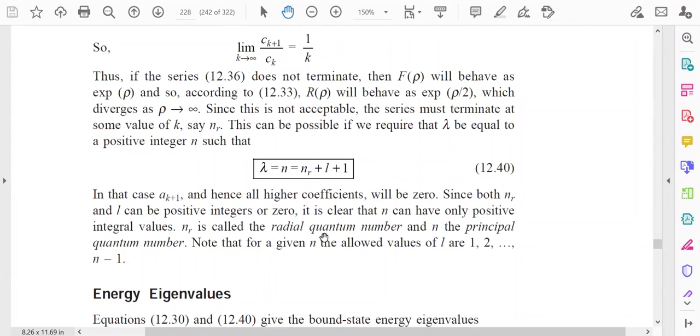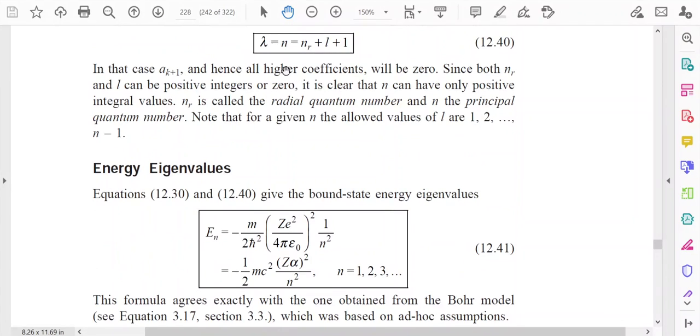So here nr is called the radial quantum number and small n is called the principal quantum number. And for a given value of n, the allowed values of l are 1, 2, in this way, up to a maximum of n minus 1. So we have to keep in mind that the allowed values of l are 1, 2, in this way up to n minus 1.